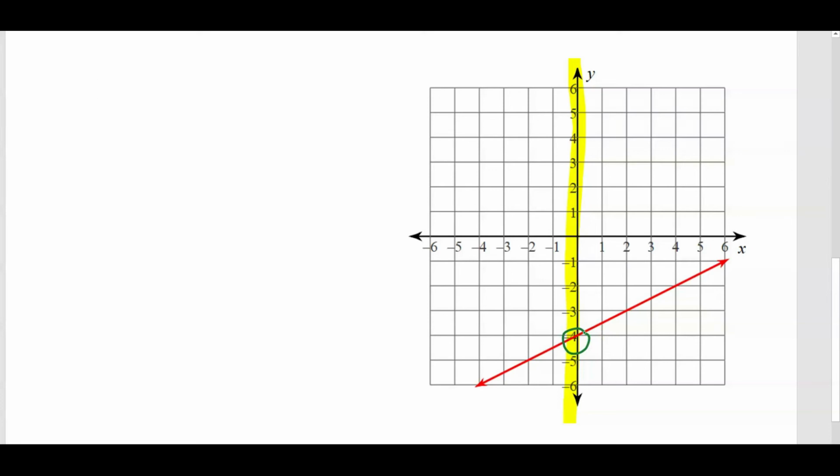So if I'm asking you for the y-intercept, that's all I'm asking for. Where does it cross the y-axis? So the y-intercept of this line right here would be -4.